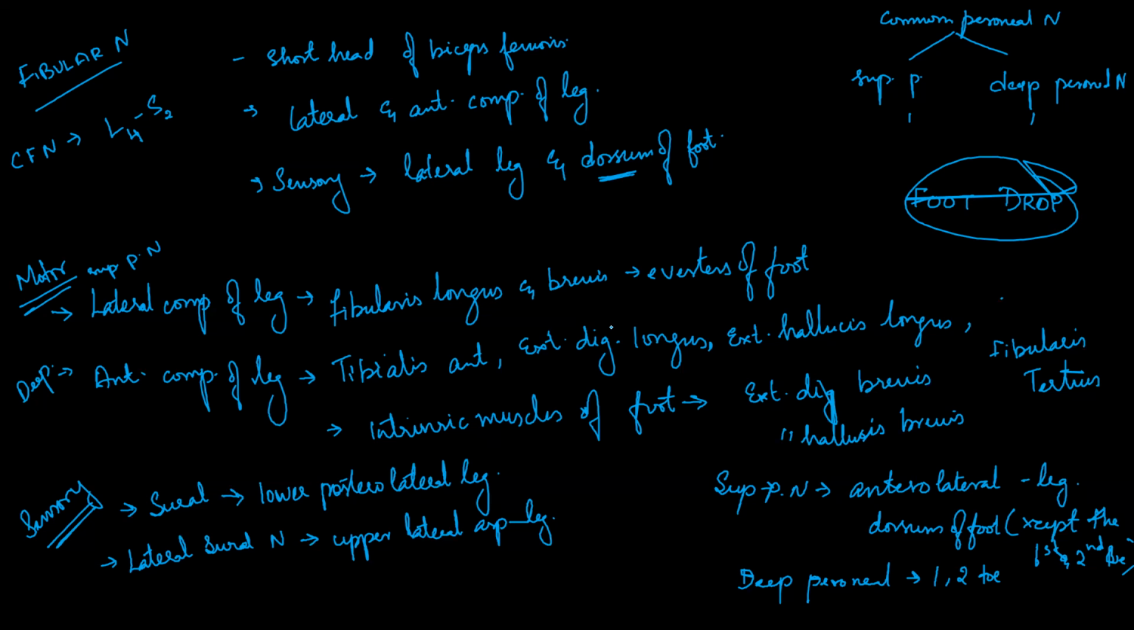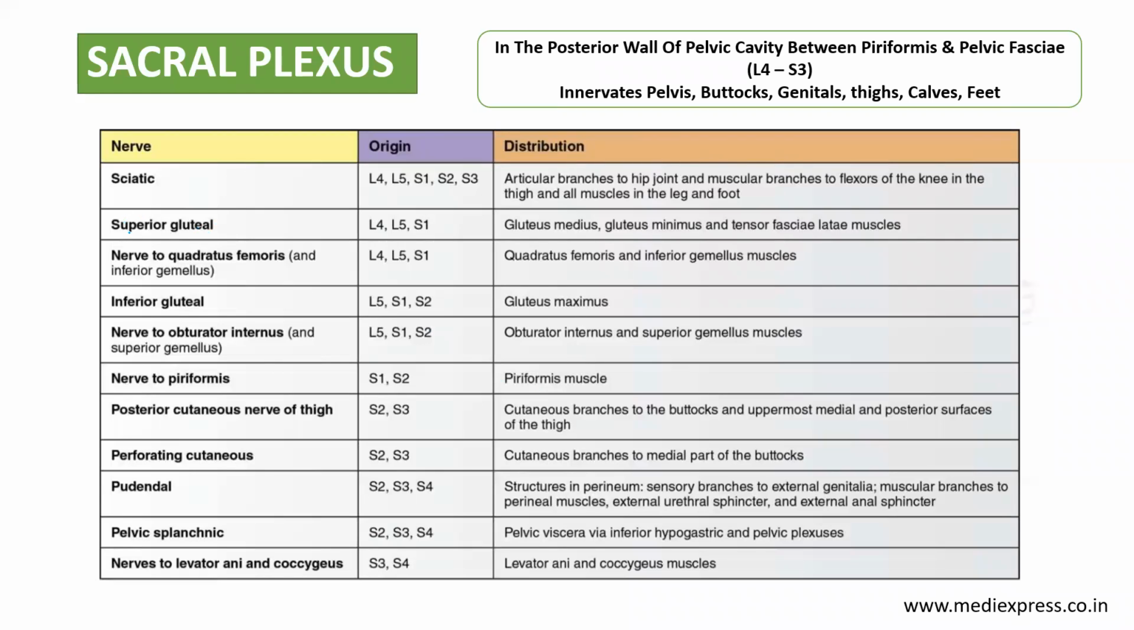Now we'll deal with the other branches of sacral plexus. We dealt with sciatic nerve, superior gluteal, inferior gluteal, posterior cutaneous nerve of thigh, pudendal. Now we'll deal with nerve to quadratus femoris. Nerve to quadratus femoris is a smaller branch of sacral plexus. It supplies the quadratus femoris muscle and the inferior gemellus muscle. The root value is L4, L5 and S1.